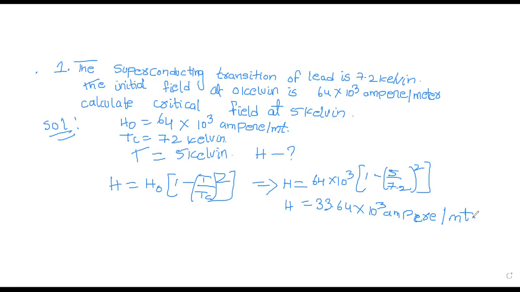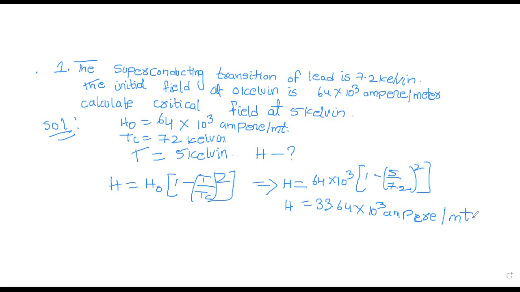Since it's a transition temperature, you can see in the first sentence, the superconducting transition of lead is found to be 7.2 Kelvin. That is the reason I have written T suffix C is equal to 7.2 Kelvin. H naught is given as 64 into 10 power of 3 ampere per meter. T is 5 Kelvin, and we need to calculate the critical field H at 5 Kelvin.